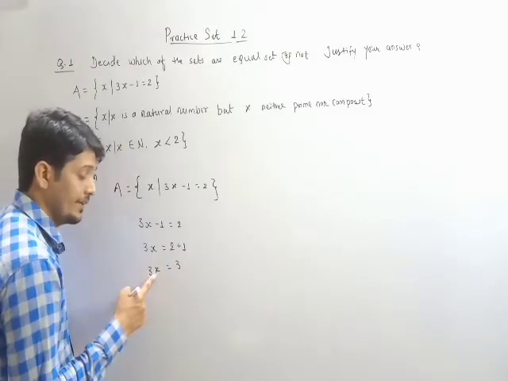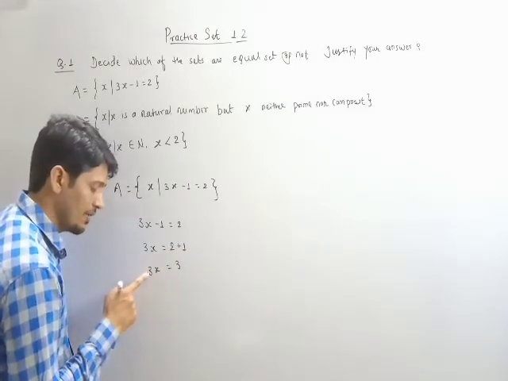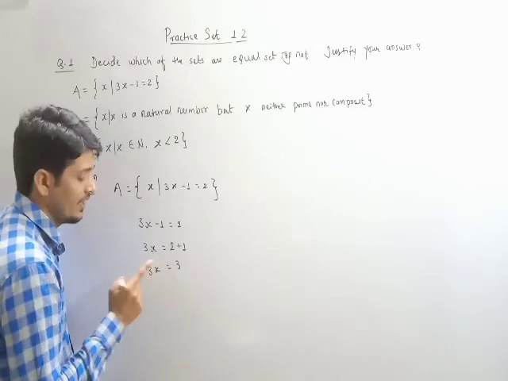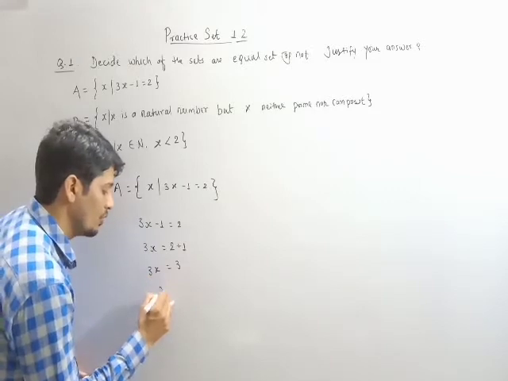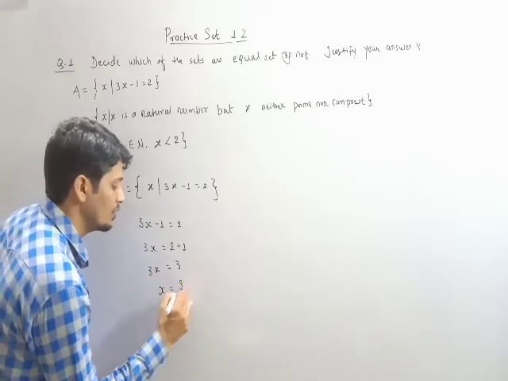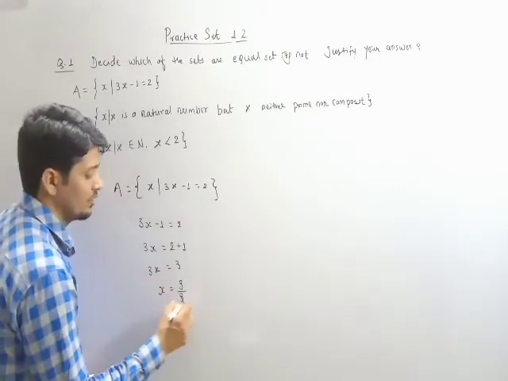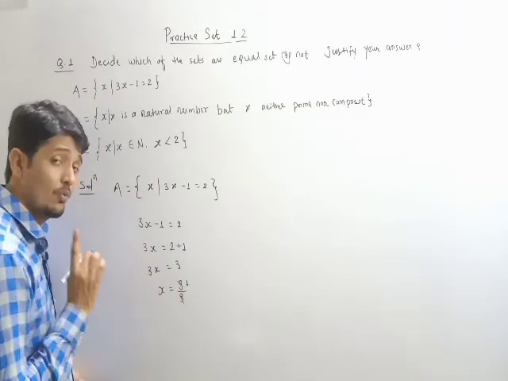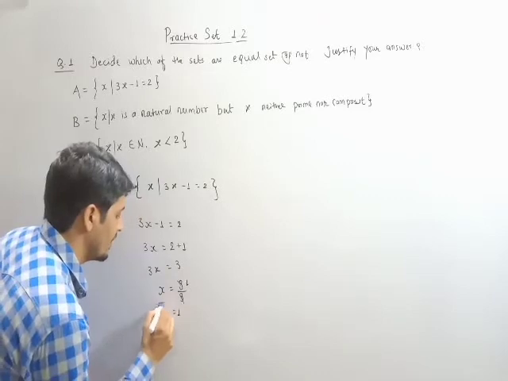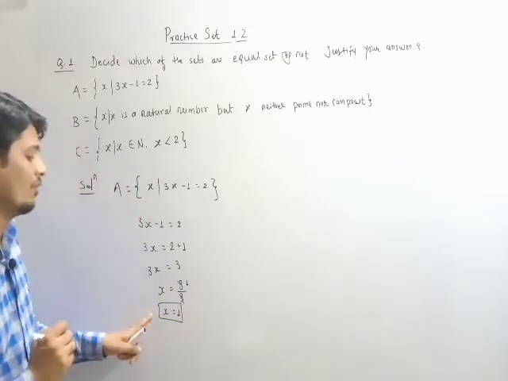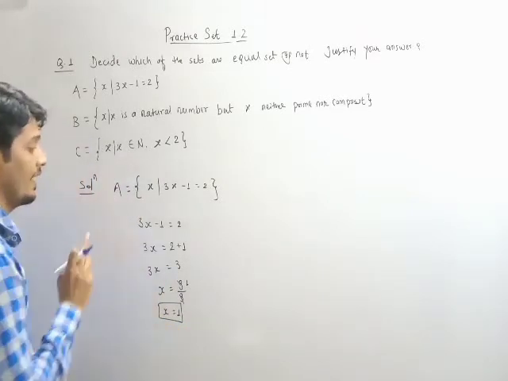So we have to calculate the value of variable x. That means we have to transfer this 3 to another side. So it is in multiple form, so it will go in division form. So x equals to 3 divided by 3. So 3 and 3 will get cancelled by 1. That means x equals to 1. So we have the value of variable x for the set A.